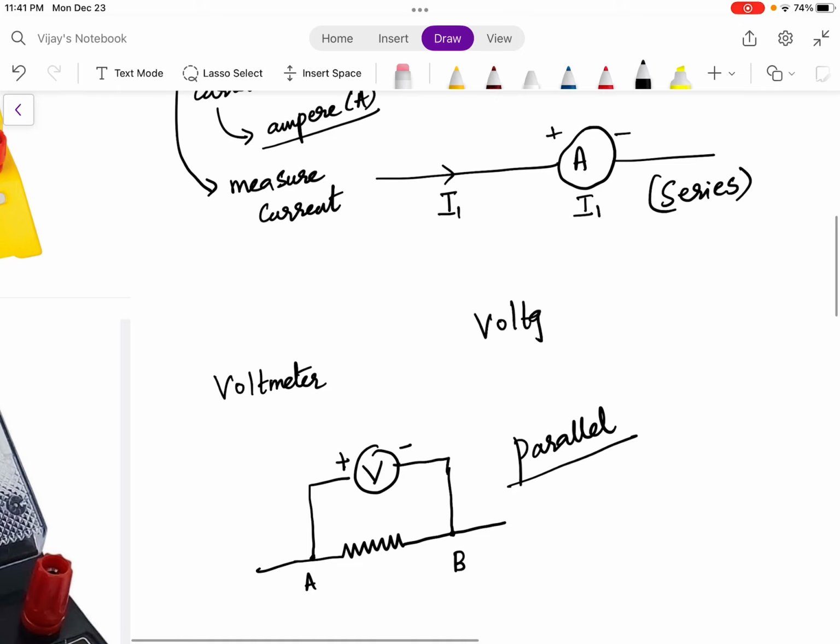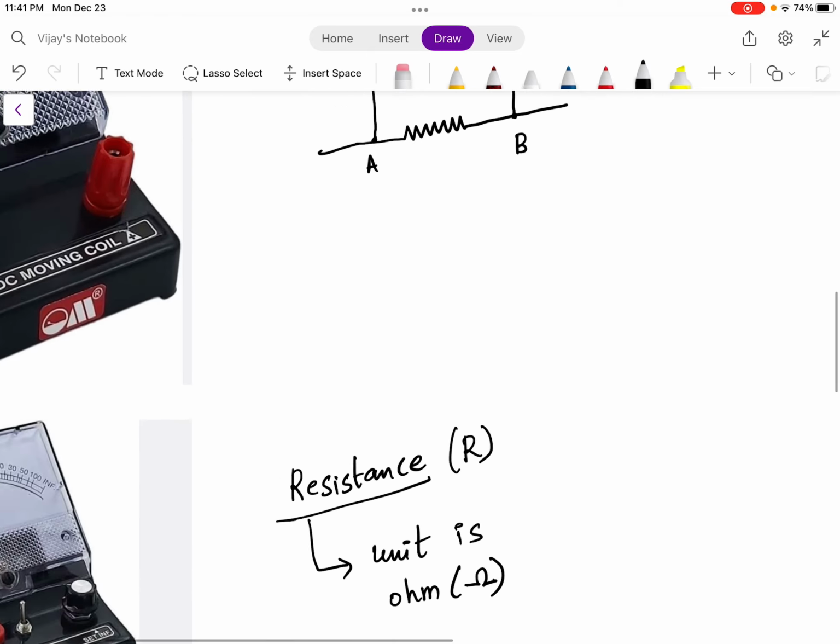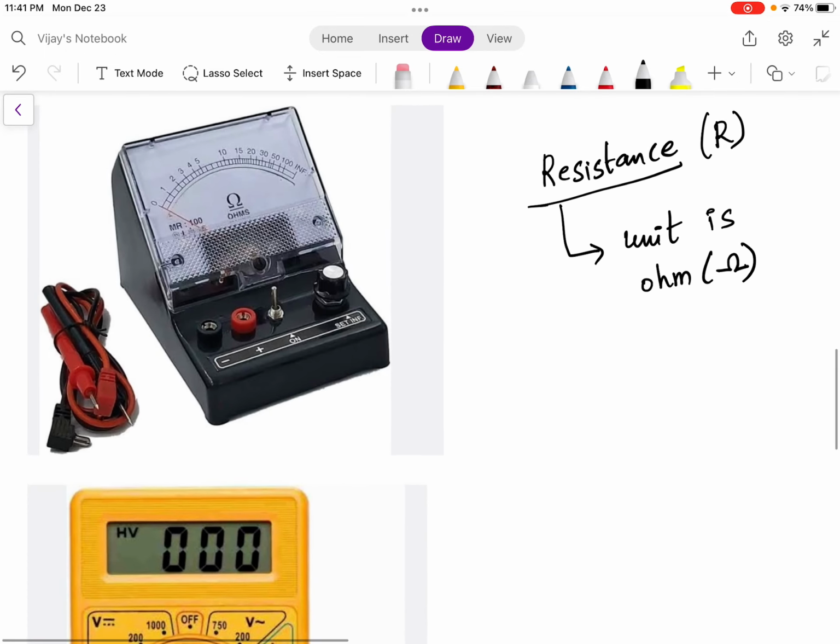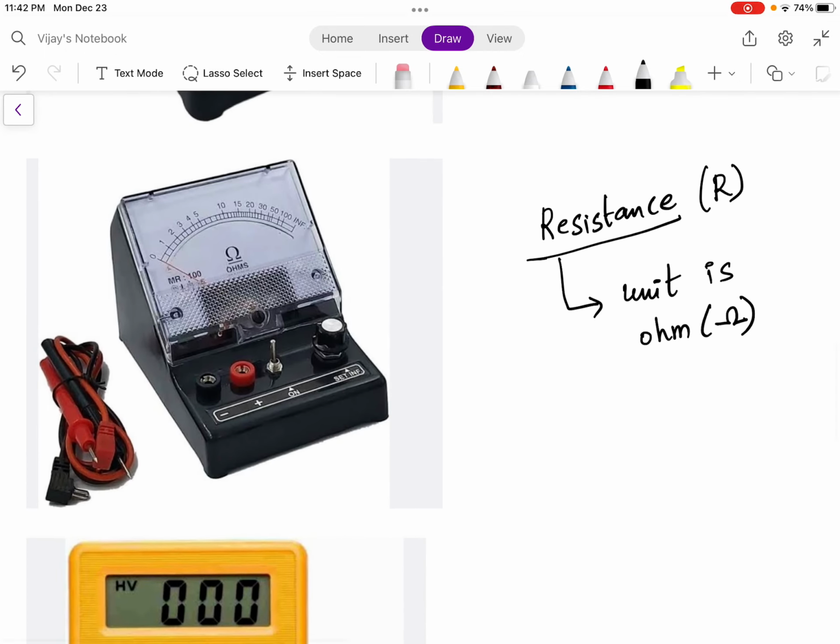Potential difference or voltage: the symbol is V, and the unit is also volt. That means the unit for voltage is volt, and it also has the symbol V. Now coming to resistance, the symbol is R and the unit is ohm. Now we have a device called an ohmmeter. The name itself tells that this is a device which measures the resistance of a particular material. How much resistance that particular material has can be measured by using this device.